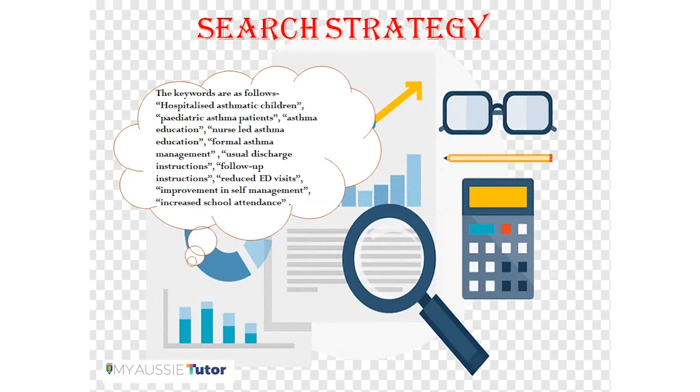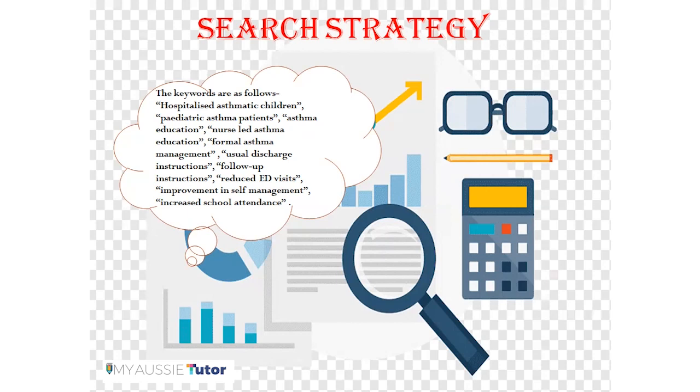So hospitalized asthmatic children or pediatric asthma patients, that is your population part covered. Then you use the Boolean operator AND and discuss the intervention, which is asthma education, or it could be nurse-led asthma education or formal asthma management. Then again you apply the Boolean operator AND and discuss your comparator, which is usual discharge instructions or follow-up instructions, and again AND to describe the fourth PICO element, that is the outcome, which is reduced ED visits or improvement in self-management or increased school attendance.